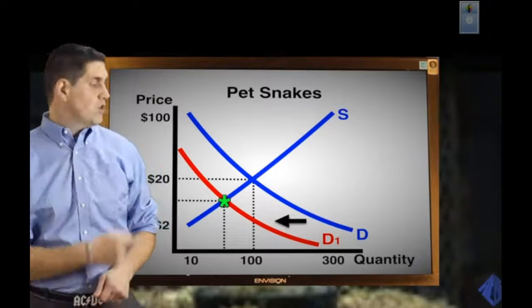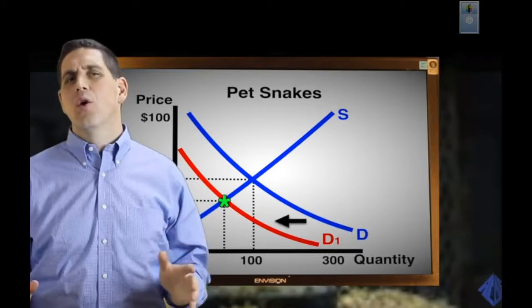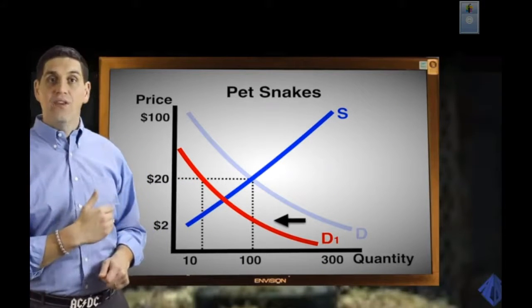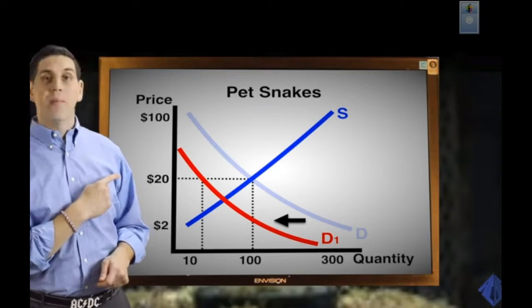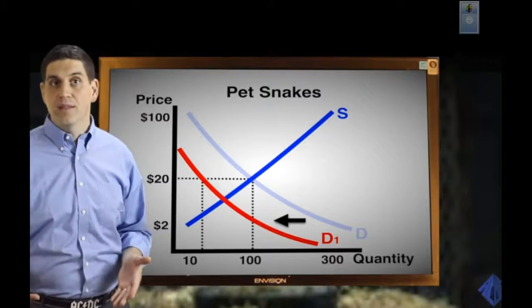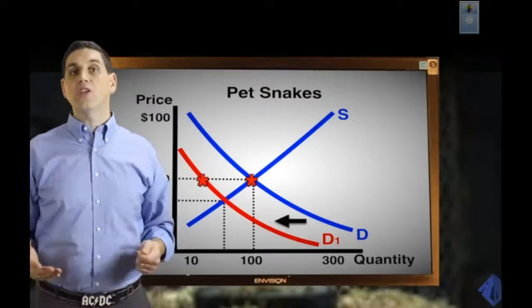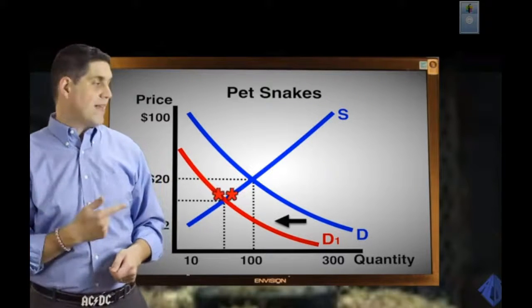The graph shows the new equilibrium and the fact that the price and quantity will fall. Wait, why? Why does the price go down? After the demand curve shifted to the left, what would happen if sellers kept trying to sell snakes at the old equilibrium of $20? There would be a surplus. There would be way more snakes out in the market than consumers want to buy. Sellers would compete with each other because they want to get rid of all these excess snakes, which would drive the price down to the new equilibrium.